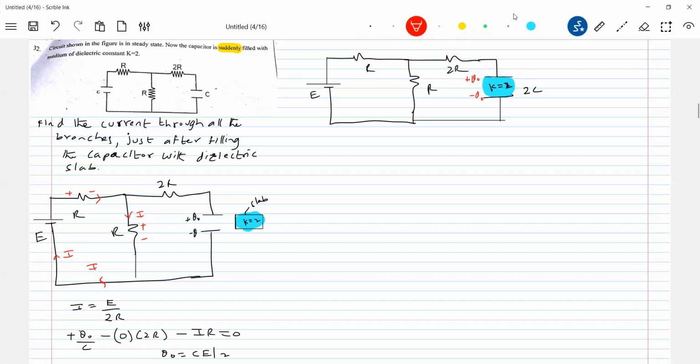So look at the potential drop now. Is there any potential drop? Earlier it was steady state, no? So look at earlier, what was the potential? How much potential across the capacitor was there? E by 2. Is it okay? What was the earlier drop across the capacitor? E by 2. Now what will be the drop across the capacitor now? Will it be E by 2?